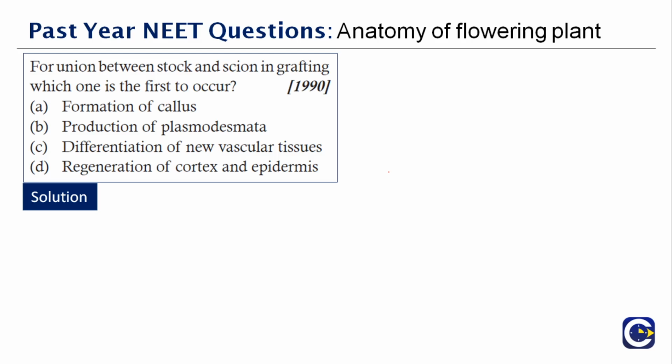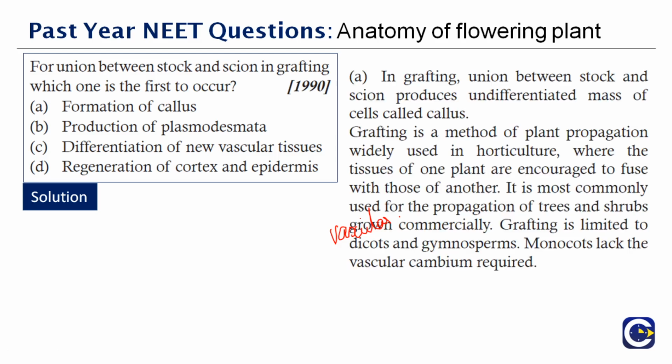Monocots, since they lack cambium, cannot be grafted, as cambium is required. So what is the first to occur here? It is the formation of callus. The correct answer is option A. Whatever I explained is on your right side, so you don't have to be confused. Grafting is an important plant propagation method widely used in horticulture. Therefore, the correct answer to this question is option A.